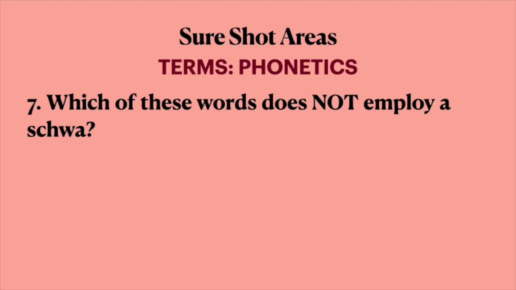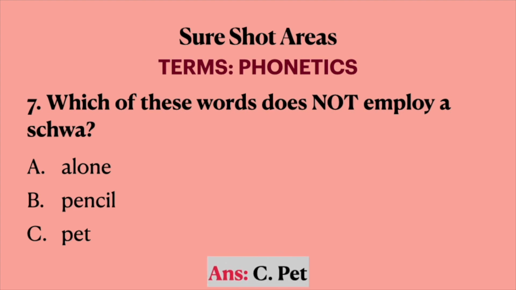And another question from the same area. Which of these words does not employ a schwa? A schwa is an inverted E. Remember, guys? I'll explain later. Option A, alone. Option B, pencil. Option C, pet. Alone has an initial schwa. Pencil has a schwa towards the end. Pet does not have the schwa. That is the answer.